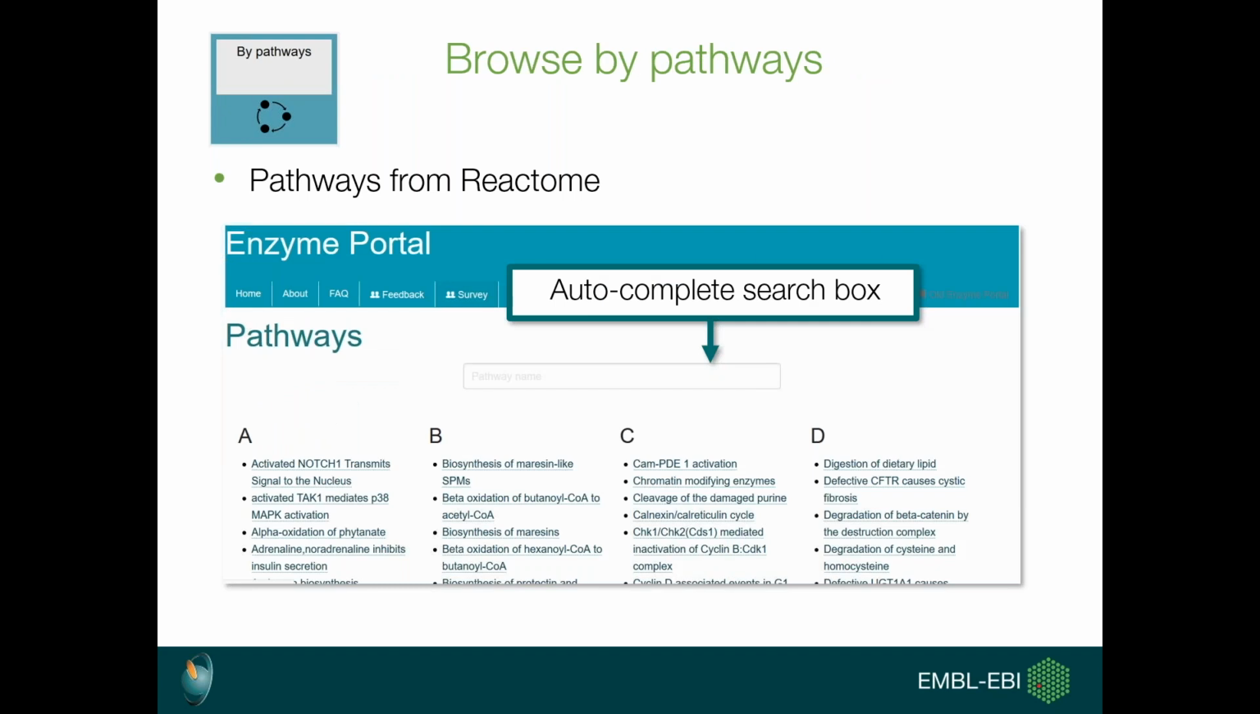The browse by pathway will allow you to find enzymes that are associated with a specific pathway. The pathway list again comes from the Reactome database, and similarly to the diseases, they are arranged in alphabetical order and they can be searched via the search box at the top.